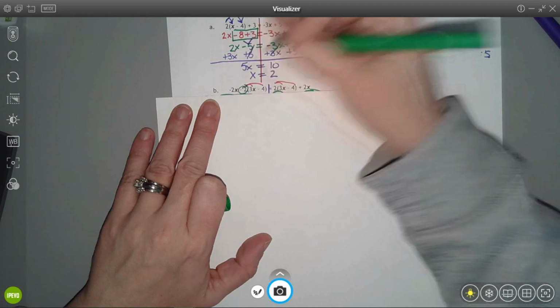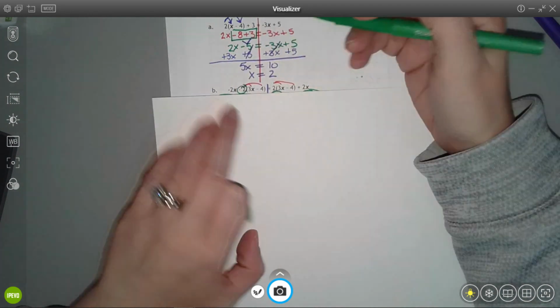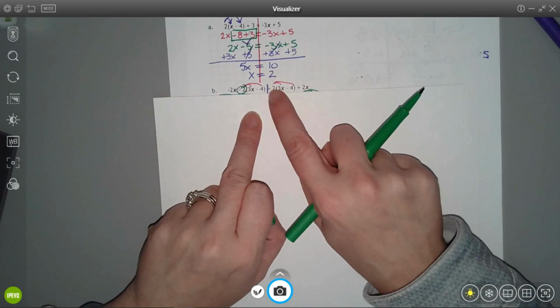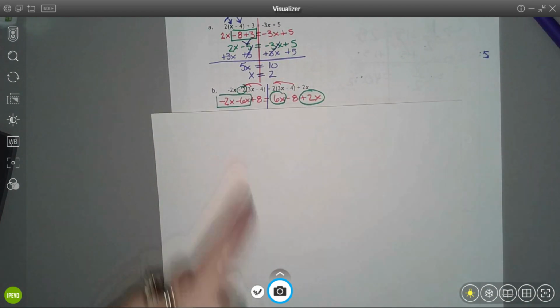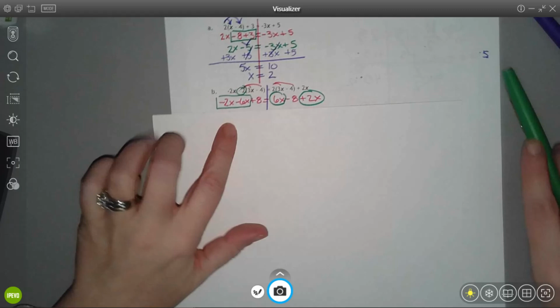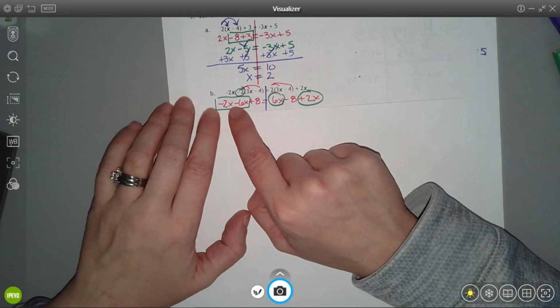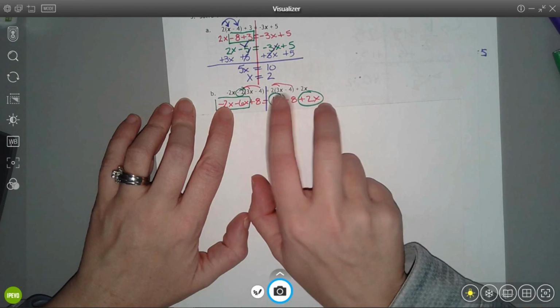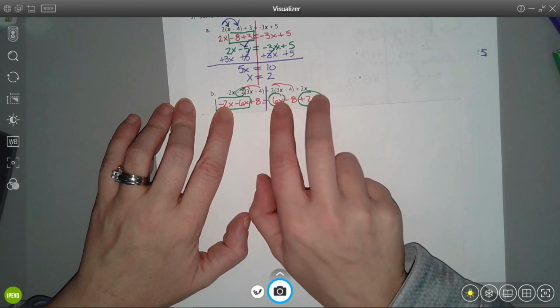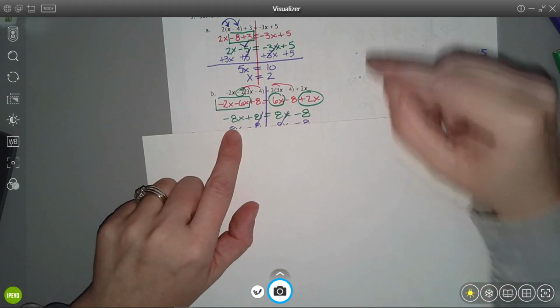So you should have -2 times 3x minus 4. And then over here, this 2x is going to drop down, and you're just distributing the 2. Okay, I'm going to pick out my like terms. On the left-hand side, my like terms are the -2x and the -6. On the right-hand side, my like terms are the 6x and the 2x. Those 8s, the plus and the minus, they just drop down. So I get -8x plus 8 equals 8x minus 8.